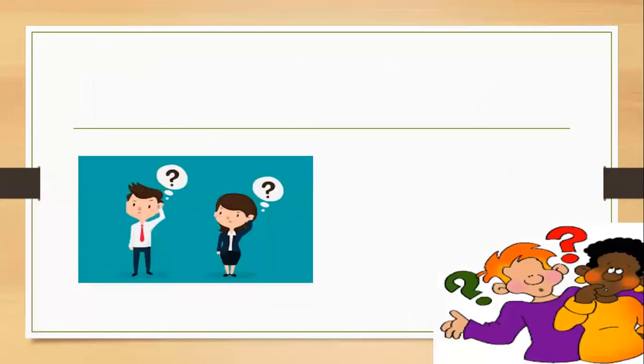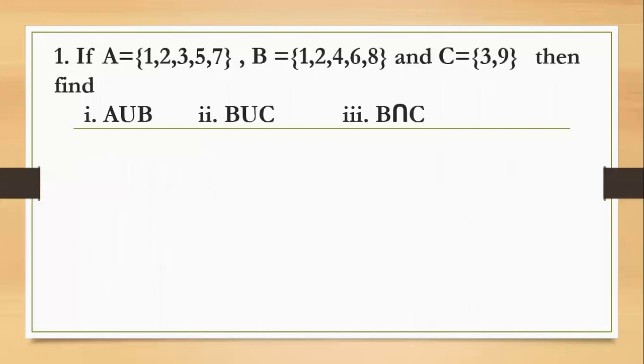Now, question time. Here is a question on your screen. My students, be ready. I want you to solve the question. What you have to do, you are given 3 sets. First, you have to find A union B, then B union C, and B intersection C. Ready, everybody? Start solving it.